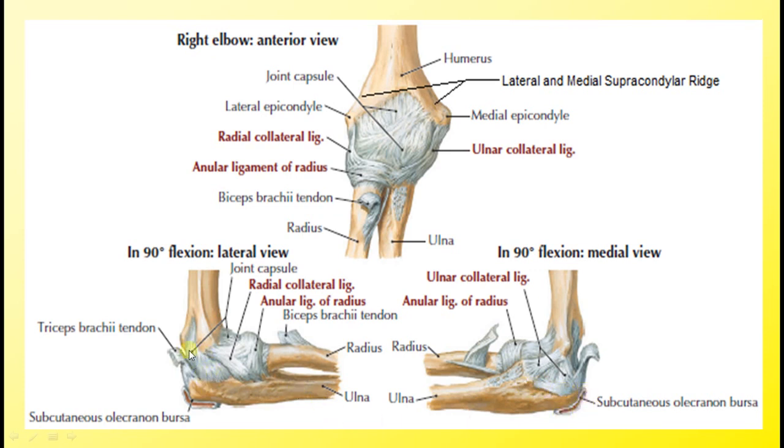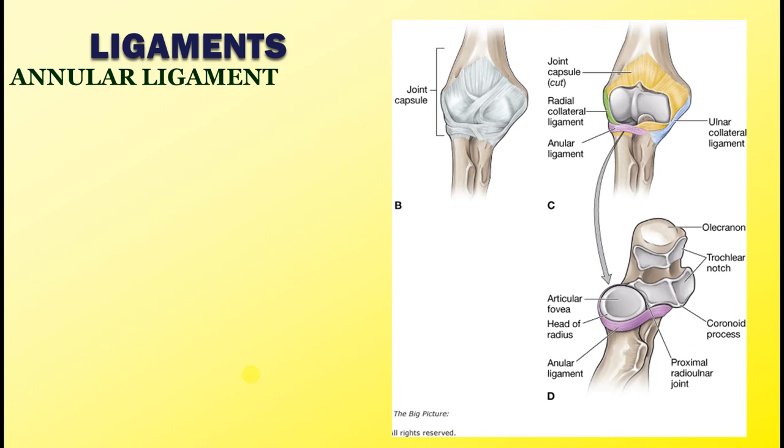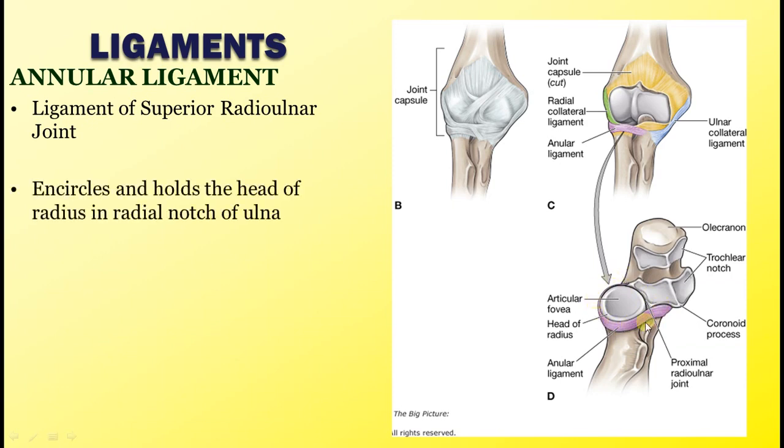Then you are able to see here the radial collateral ligament, which is stretching from the lateral epicondyle and blending with the annular ligament. So a little bit on the annular ligament we will see about it. It is a ligament of the superior radio-ulnar joint, making an osteofibrous ring, because this is the radial notch of the ulna which is bony and this is fibrous, so you call it the osteofibrous ring, encircling the circumference of the head of the radius.